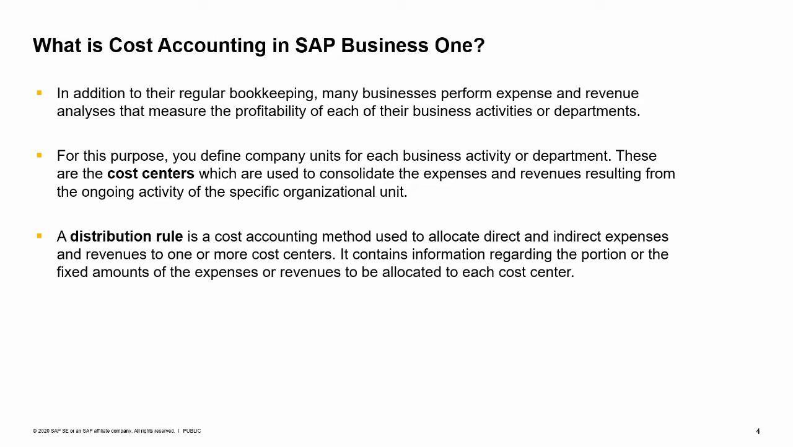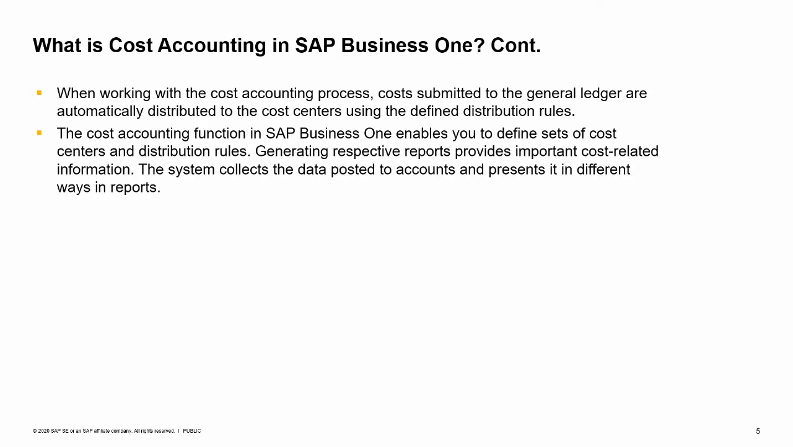It contains information regarding the portion or the fixed amounts of the expenses or revenues to be allocated to each cost center. When working with the cost accounting process, costs submitted to the general ledger are automatically distributed to the cost centers using the defined distribution rules. The cost accounting function in SAP Business One enables you to define sets of cost centers and distribution rules. Generating respective reports provides important cost-related information.